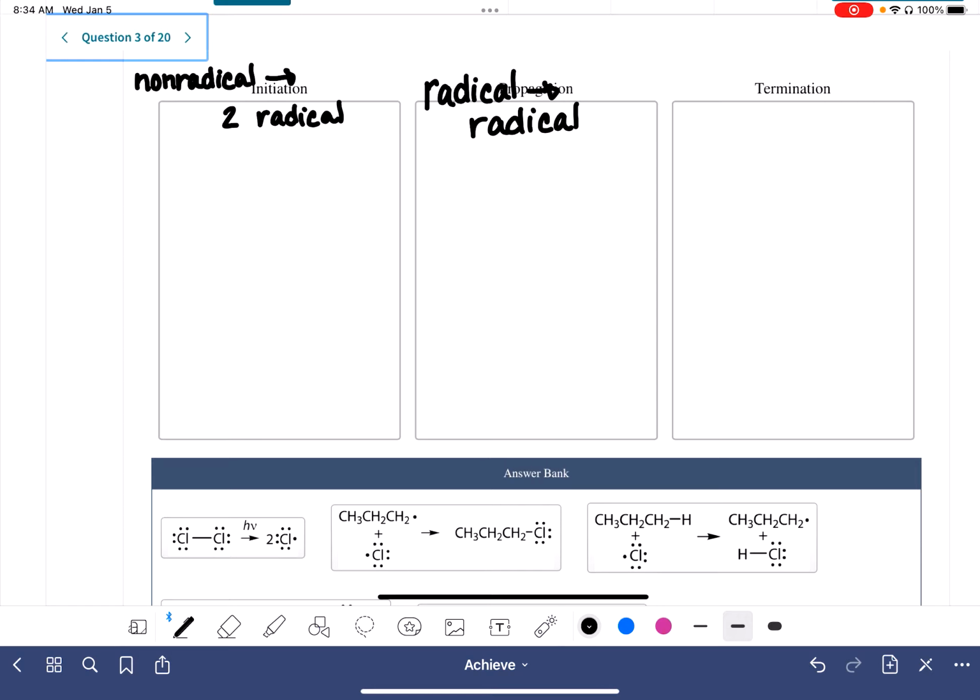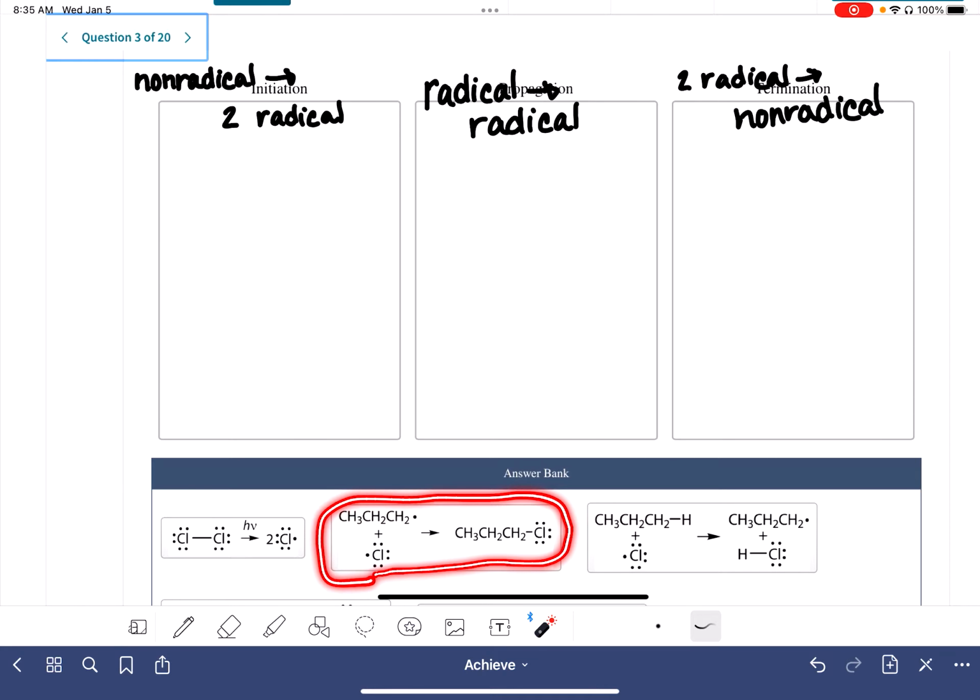And then termination is the opposite of initiation. This is where we have 2 radicals and you are turning that into a non-radical, ending with none. So for all of these, you're just going to be looking at each one of these reactions and asking yourself, do I have radicals on the left? Do I have radicals on the right? And then fitting them into these boxes.